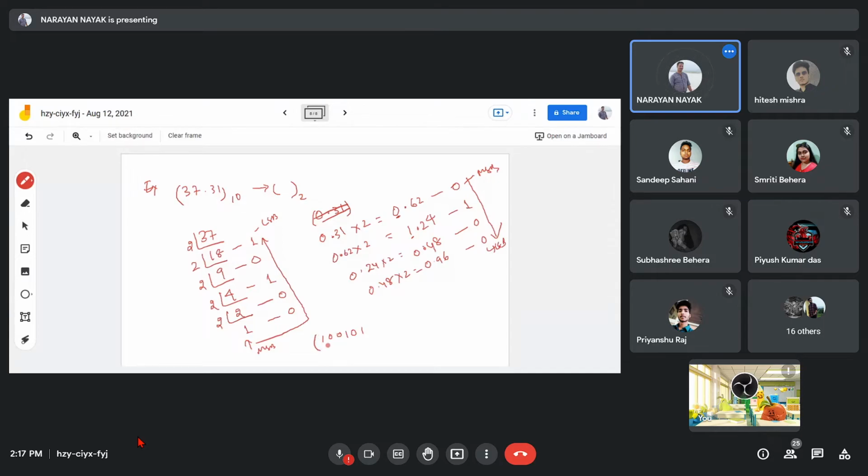And the decimal point you have to consider, and 0.31 you have multiplied by 2 and you got the answer. Here you have to consider from up to down: 0 1 0 0. So this is the answer. Understood? Clear?